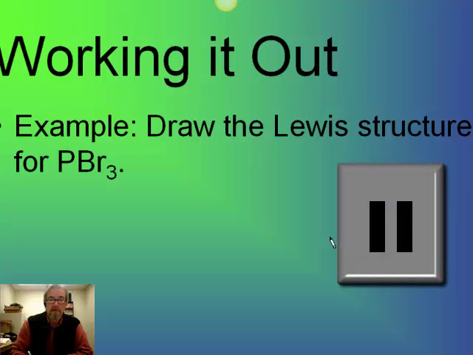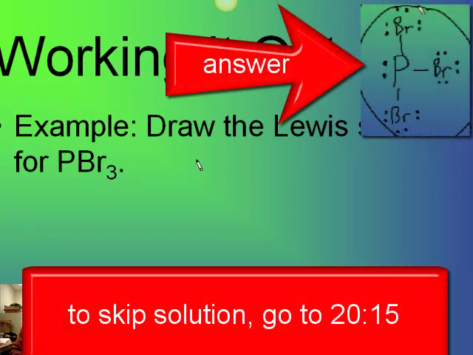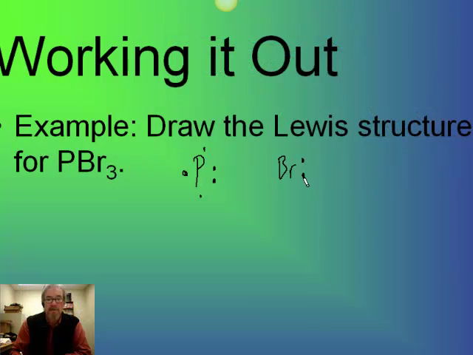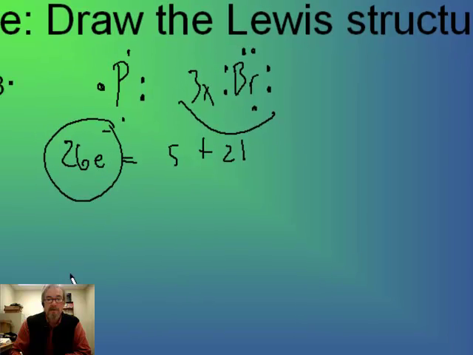One more. Draw the Lewis structure for PBr3. Phosphorus is a group 5, 5 dots. Bromine is a halogen, group 7, so that means 7 dots. And there's 3 of them. 3 times 7 is 21, plus the 5 from phosphorus gives us a total of 26 electrons that we should have in our structure. Skeleton.